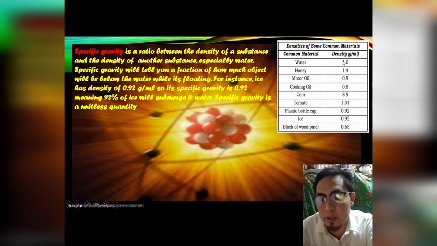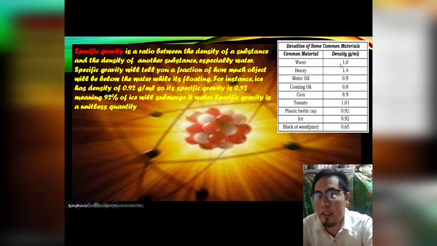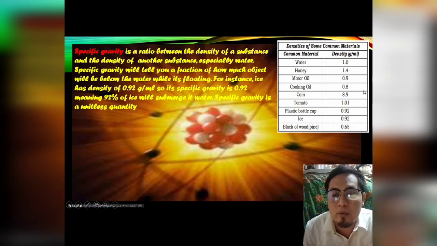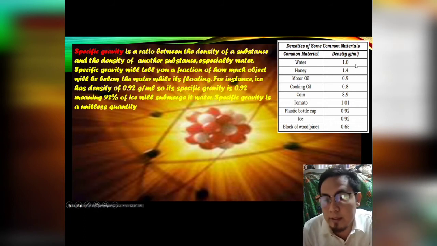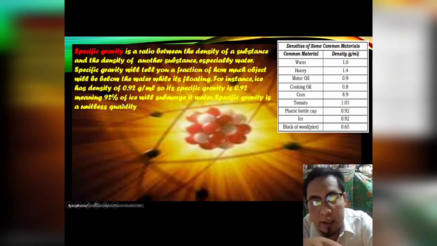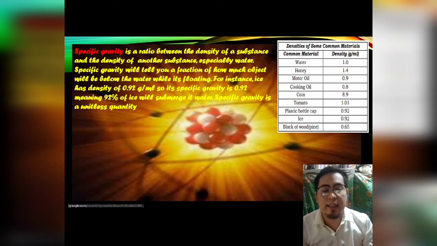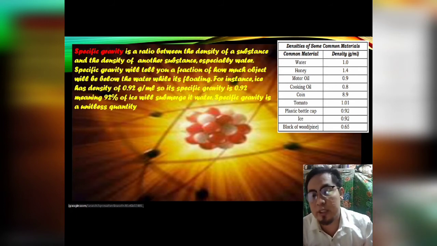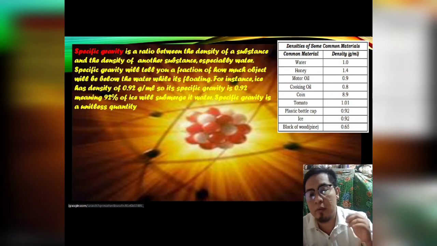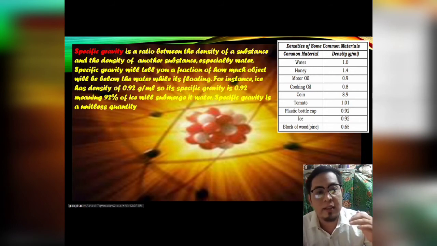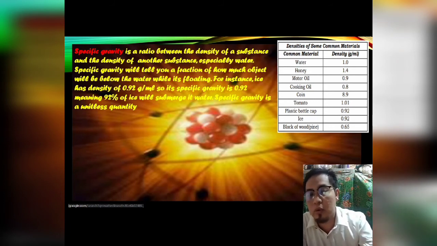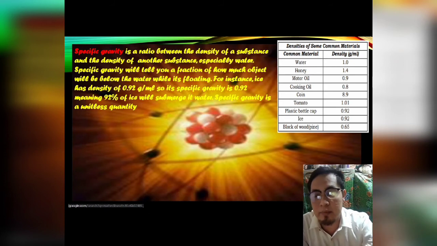Since our reference is water, which determines whether it will float or not, that is 1. This will be 0.92 over 1. Okay. So it will give you 92%. So 92% of that ice will submerge and 8% will float. Okay. So that is specific gravity, the ratio between two densities of different substances.